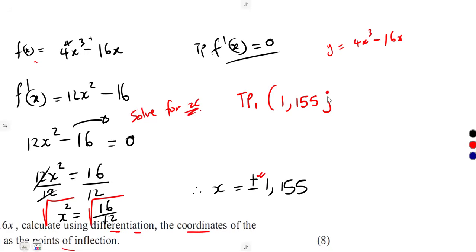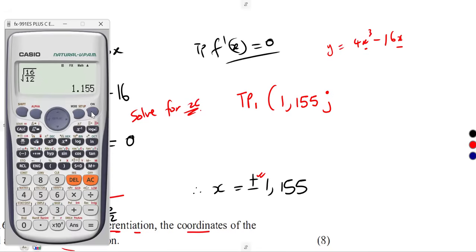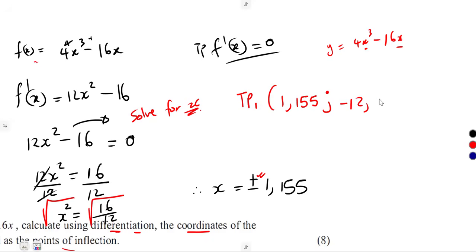So what is the value of y? You substitute your x. Please do it and show that calculation. But as for me, guys, I'm just going to do it this way. I store 1.155 at a. Then I have my equation as 4 times recall a to the exponent of 3, minus 16 times recall a. That is going to give us minus 12.317 to 3 decimal places. So we have got the first turning point.